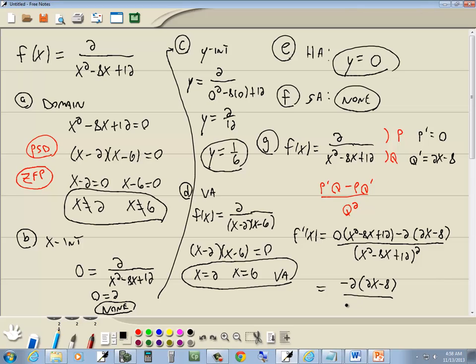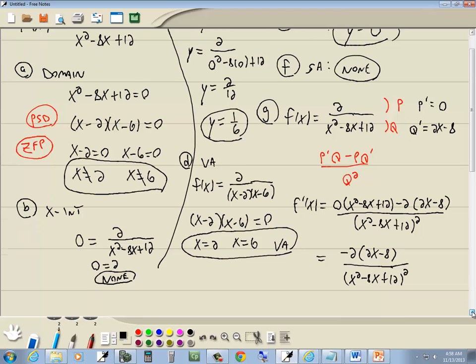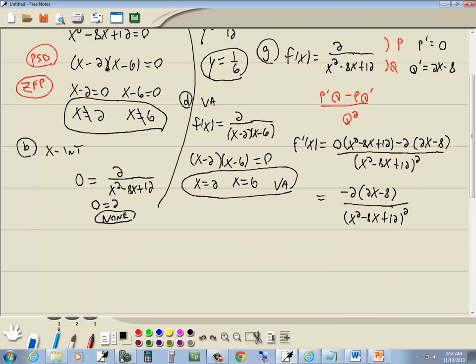Now this bottom part is x squared minus 8x plus 12 squared. We could factor that too. We've already done that a couple times already. That factors as x minus 2 times x minus 6, all to the second power. Let's go ahead and do some more factoring. Like I said, it doesn't benefit us a whole lot, but it'll make the next step easier. So factor 2 out of the top. We get negative 2 times x minus 4. And down below, we're going to have x minus 2 times x minus 6 to the second power.